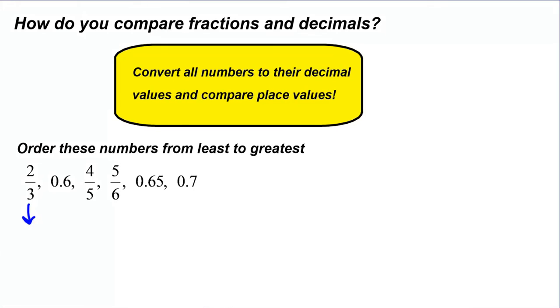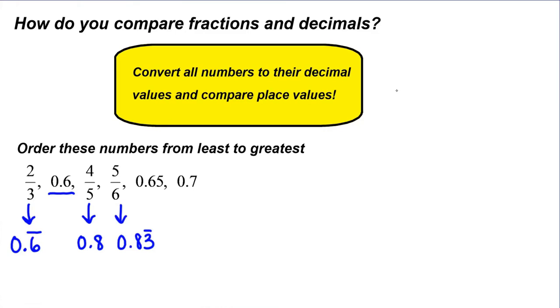2/3, if you take 2 divided by 3, you get 0.666666, so repeating. So that's 0.6 repeating. 0.6 is already a decimal, so I'm going to leave that alone. 4/5, 4 divided by 5, if you do that, you get 0.8 or 8/10. 5 divided by 6, if you do that, you get 0.83 repeating, only the 3 repeats. And then these other two are already written as decimals.